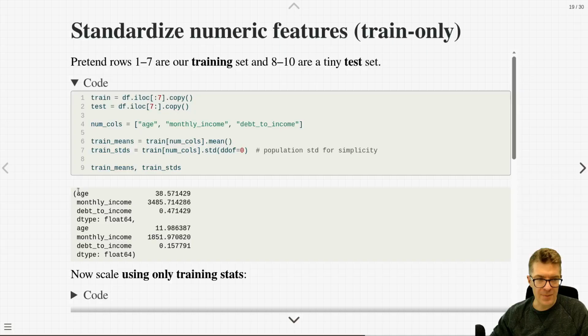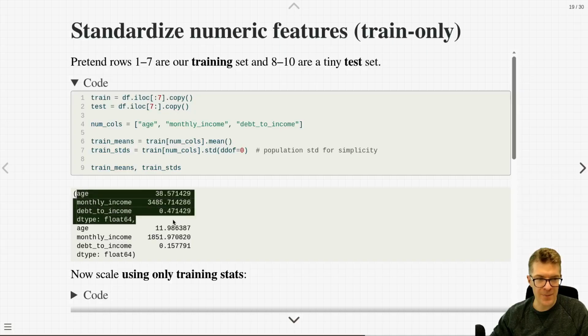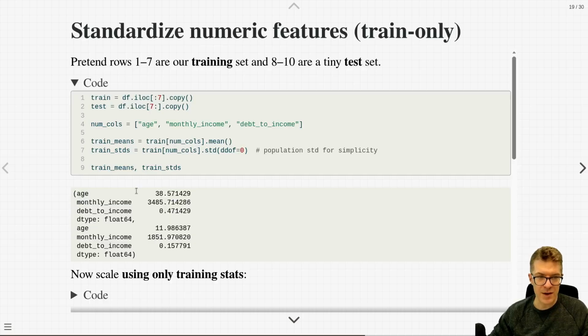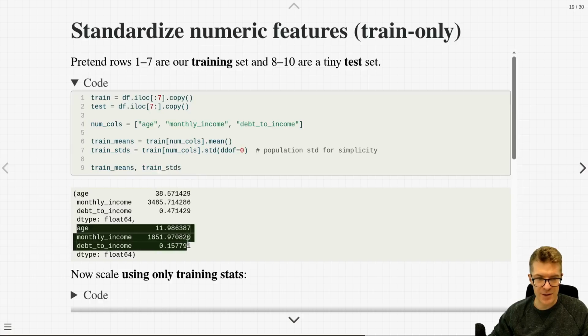So here's what I get. The first one is age. The average of age is 38.57. The average of monthly income is about 3,500, and the average debt to income ratio is 0.47. I also have the train standard deviations here. That's these 3 quantities over here.